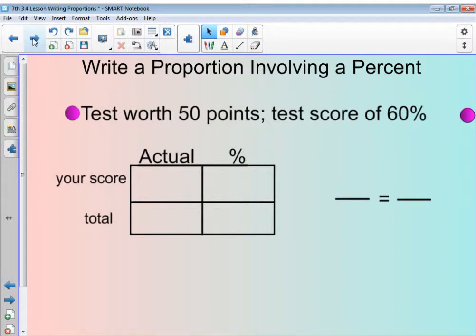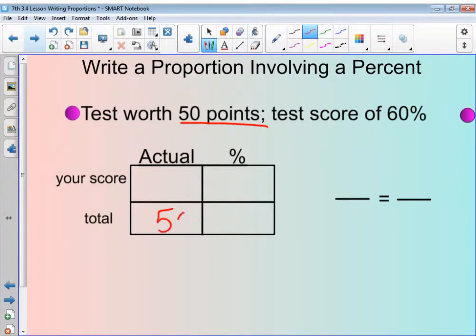Okay, so we're going to go ahead and practice some of these. So we're going to start out with some percentages. So here it says a test is worth 50 points, and your test score was a 60%. So your score, well, we don't know, but we know that the test was worth 50 points. So that was our total in our actual number of points. Our score was a 60%. And if I had all of the test, what percentage would that be?